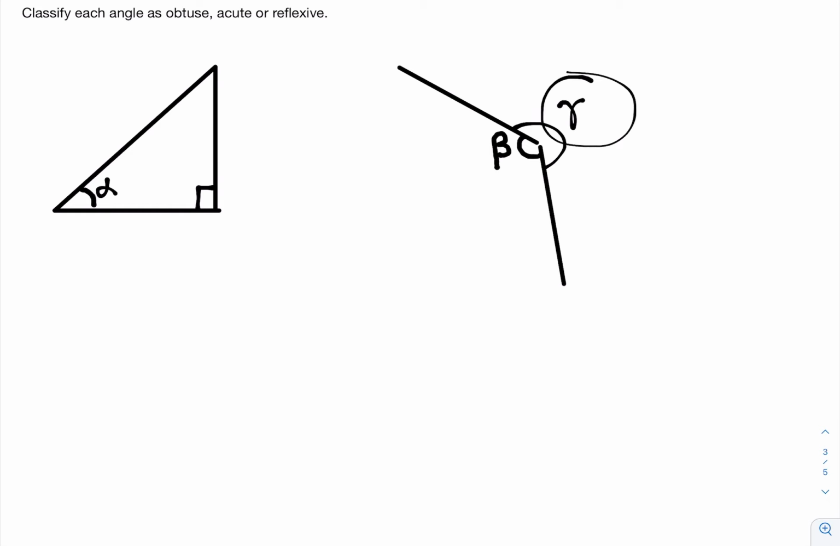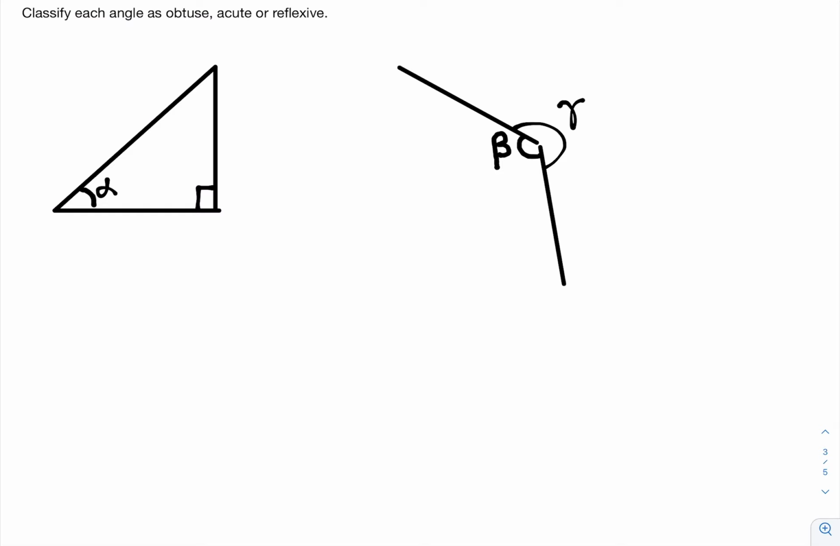And gamma, this symbol over here, is kind of like a vertical version of that. Beta, these are all just parts of the Greek alphabet, letters, right? And beta is just like a B with an extra long vertical leg. Okay, so it doesn't matter what you call your angle as long as it's some symbol that you can kind of distinguish. So this angle right here, they're asking if it's obtuse, acute, or reflexive.